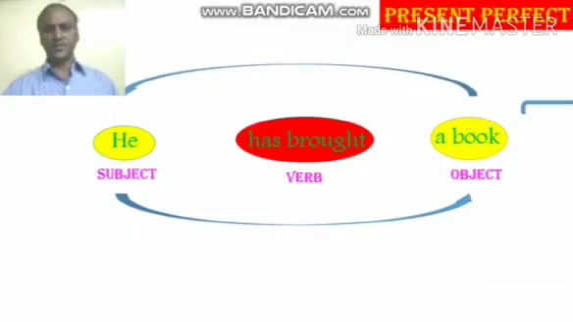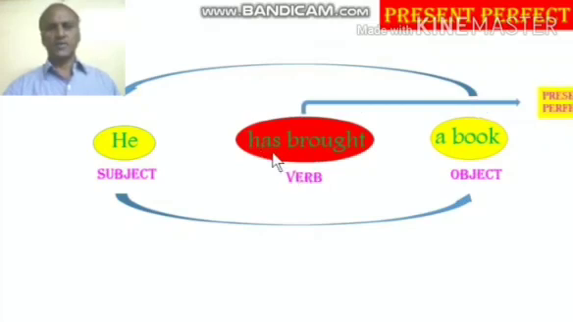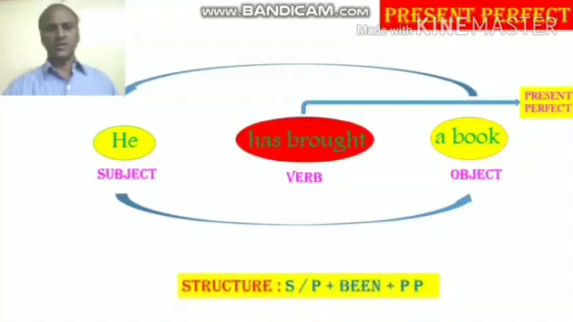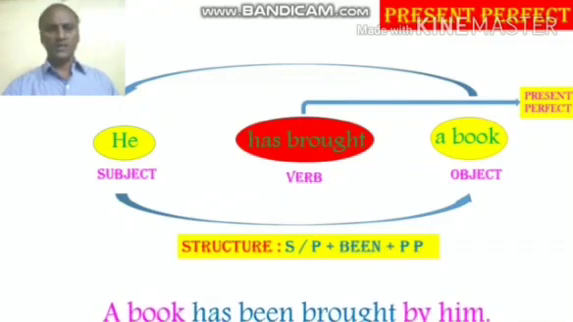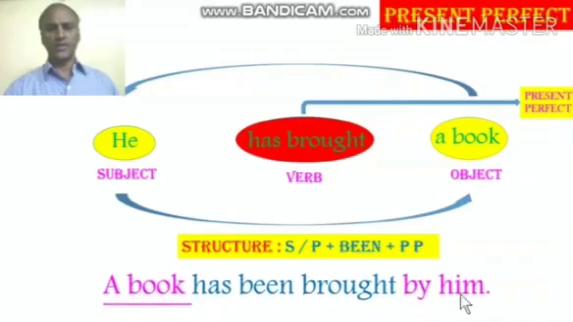The third step we need to think of is what type of verb it is. Has brought is in present perfect. So when the verb is in present perfect, what is the structure to be followed to change from active into passive? Singular/plural plus been plus past participle. Now here is the answer: a book has been brought by him.